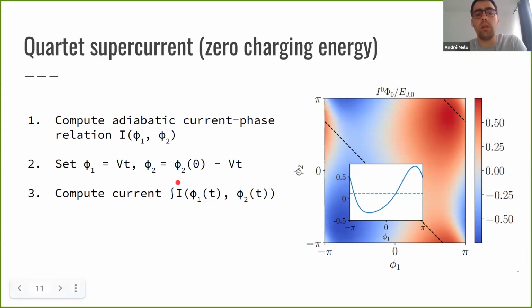And phi 2 is going to evolve in time like this. So there's some phase offsets. This is an important parameter that I'll talk about in a moment. So there's some phase offset relative to phi 1, minus Vt. This is exactly the quartet condition, plus V, minus V. So this means that the phases are going to follow a line in this phi 1, phi 2 plane. So what we have to do is essentially track the current along this line and see if it has a finite average. If it does, we have a current flowing to ground.